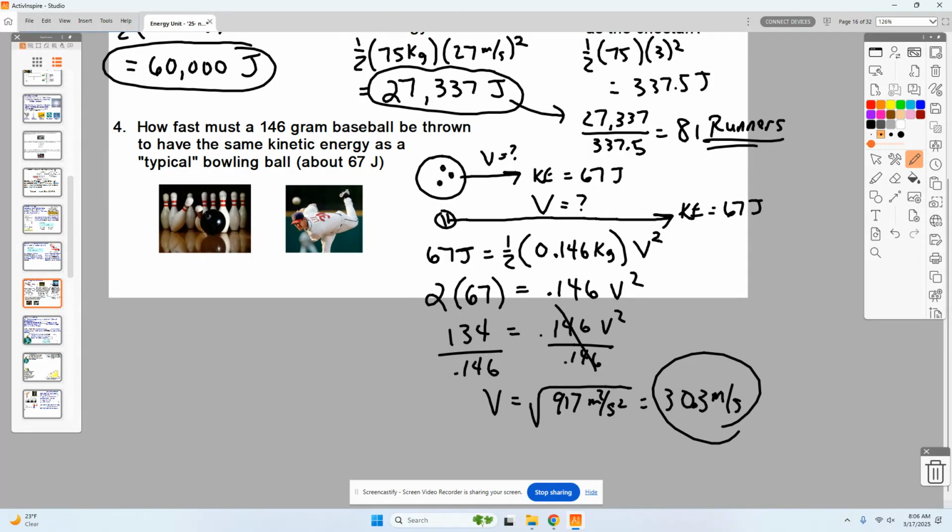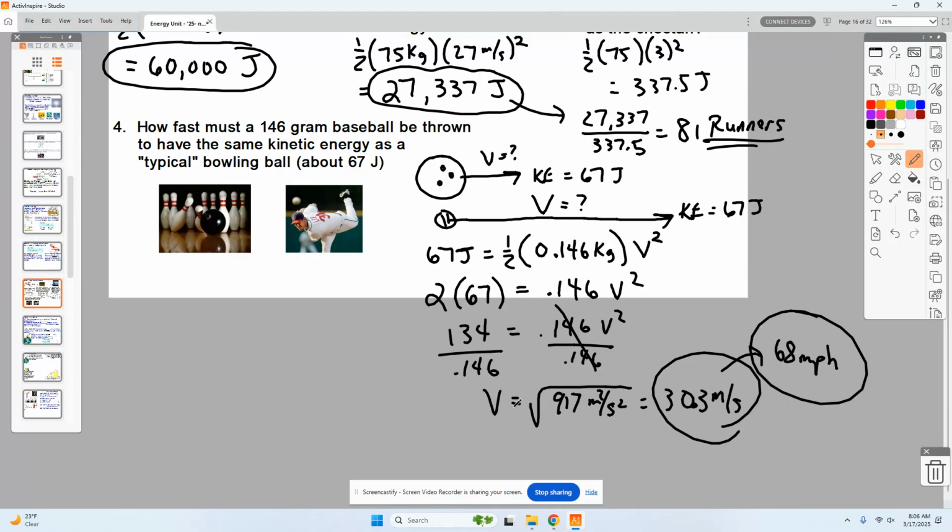And so how fast is that in miles per hour? Let's try that. 30.3 divided by 0.447. That's in the neighborhood of 68 miles per hour. That's definitely possible. So if you want to have that baseball have the same kinetic energy as that bowling ball, you just need to throw it about 68 miles per hour. Okay? So that's quantifying KE. Any questions on that?